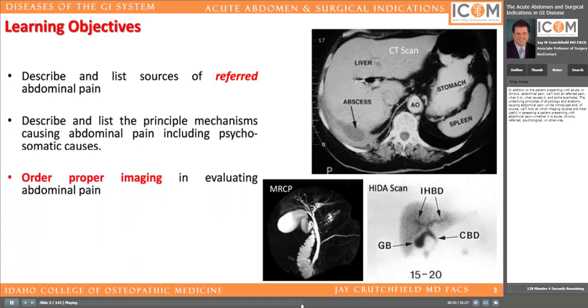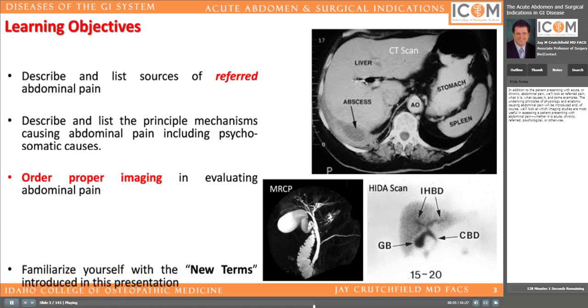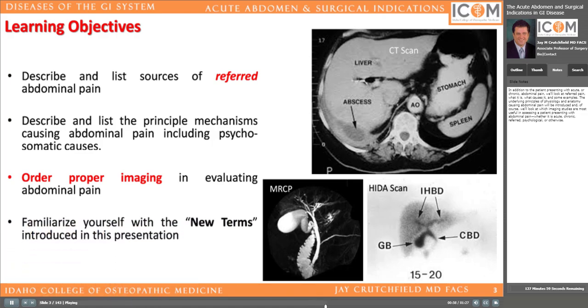In addition to these learning objectives, I'll expect you to familiarize yourself with the new terms introduced in this presentation. Some of these terms you've had before, but they're new to this presentation. The next 2, 3, or 4 slides list those new terms for you to review and to make sure that you've mastered the material. If you know what each and every one of these terms is, you'll have a really good understanding of acute abdominal pain and the surgical indications for abdominal disease.